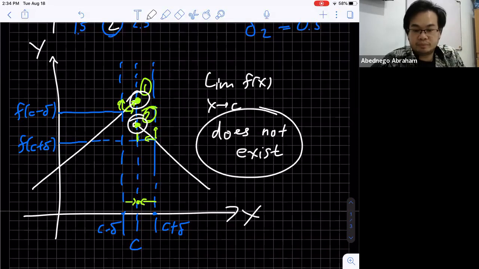Okay, so I hope you understand my explanation about the mathematical definition of limit, which consists of epsilon and delta. Thank you.